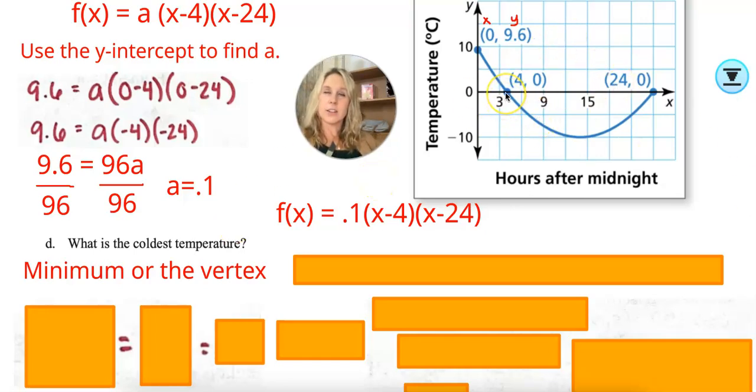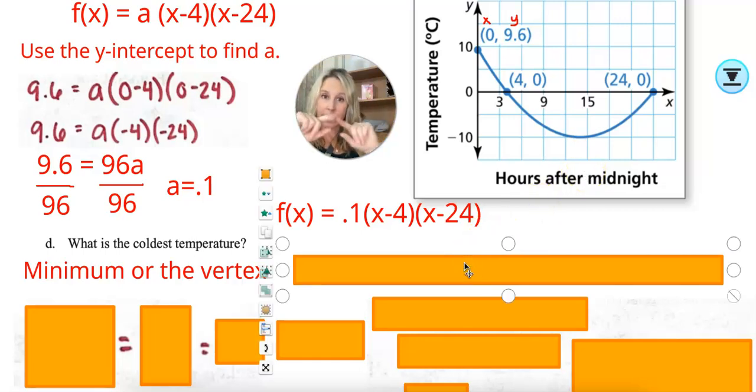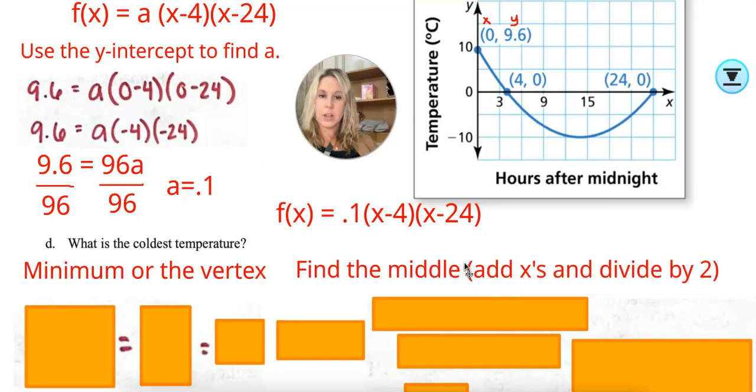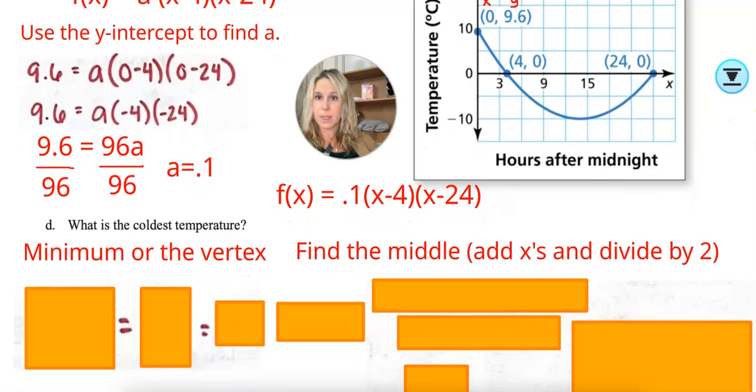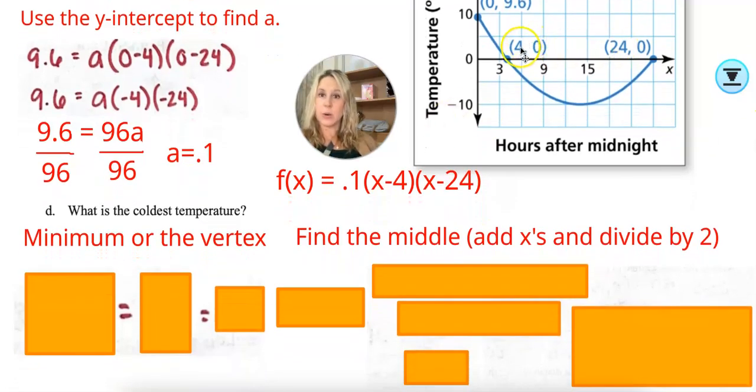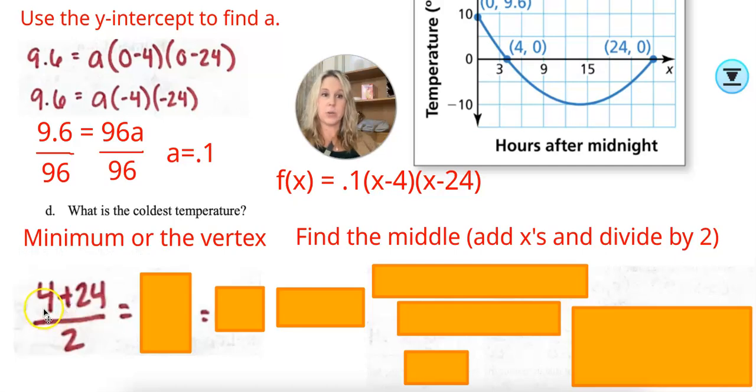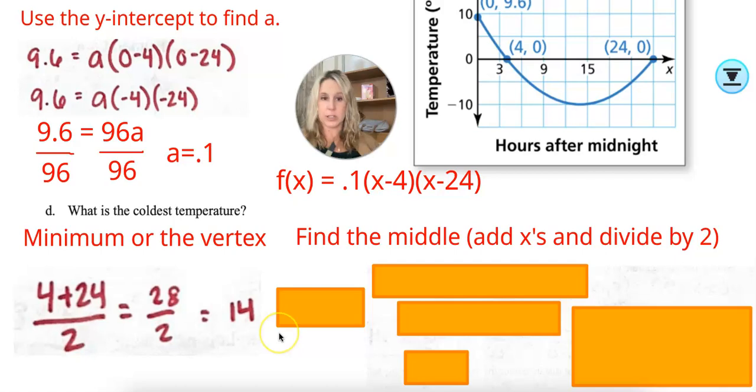And I've got factored form. And to find the vertex of factored form, you're going to need to find the middle. Now, you can either count the middle. This one might be a little bit hard. You can also add your x's and divide by 2, if that is an easier way of finding the middle. So my x's would be a 24 and a 4. So I'm going to say 24 plus 4. And then to find the middle of them, I would cut them in half or divide by 2. So 28 divided by 2 is 14.